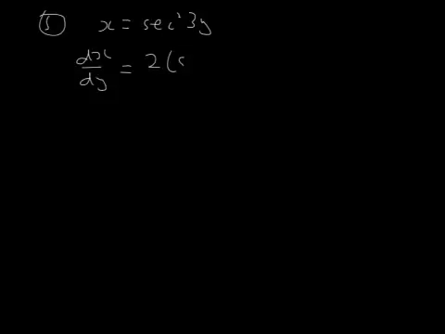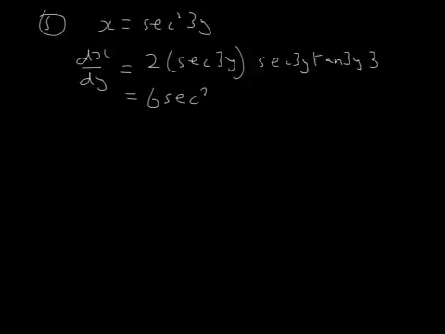Right, this is the C3 Edexcel June 2013 paper, and we're on question 5. We're told that x equals sec squared 3y, and so dx by dy, well, it's sec 3y to the power 2, so it's 2 times sec 3y to the power 1. Then we need to differentiate sec. Sec differentiates to sec tan, and then we need to differentiate 3y, and that's 3. So that altogether is 6 sec squared 3y tan 3y.